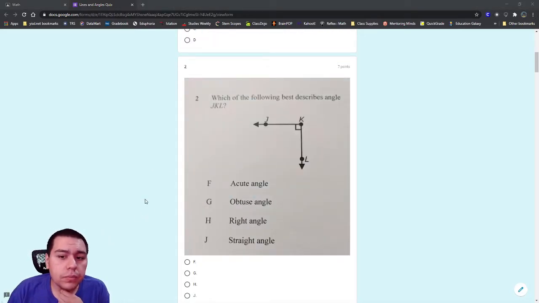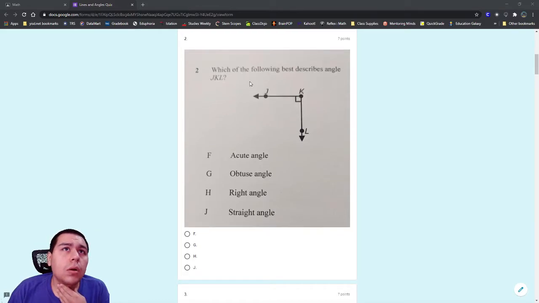Question 2. Which of the following best describes angle JKL? F, acute angle. G, obtuse angle. H, right angle. Or J, straight angle.